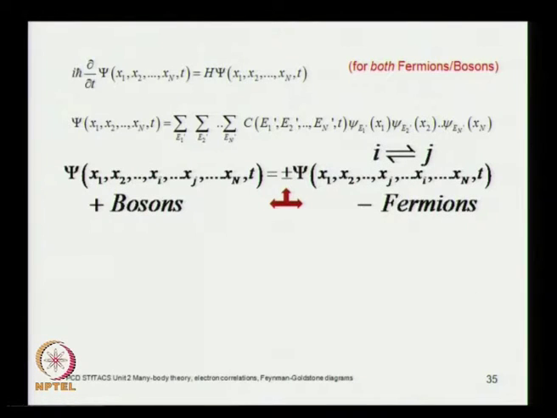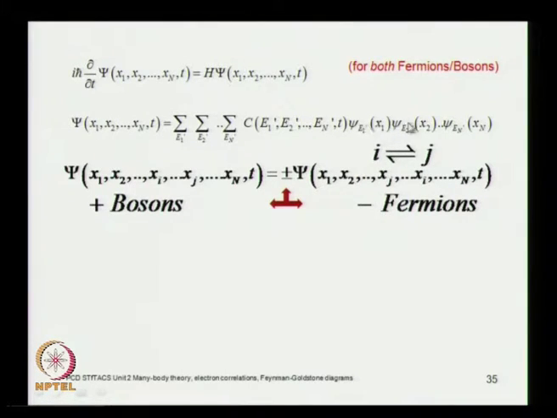So, now we know that if you interchange the ith and the jth particle, if there is an interchange between the i and j particle, then the wave function would either remain invariant, it will remain the same as before, or one interchange will lead to a change of sign of the wave function, and that depends on whether you are dealing with fermions or bosons, right. So, this is where the statistics comes in. So, all the statistics is contained in the properties of the wave function.